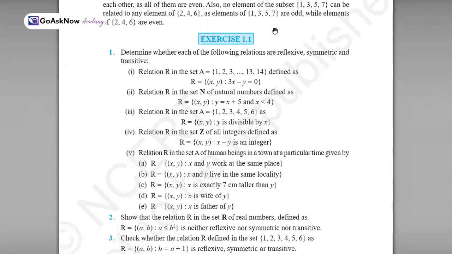Hello, students. In the previous class, we have seen what relations are, the definitions of relations, and the types of relations. We have also learnt about equivalence relation. What are the conditions for a relation to be equivalence? So in this lecture, we will see some questions of exercise 1.1 of NCERT.